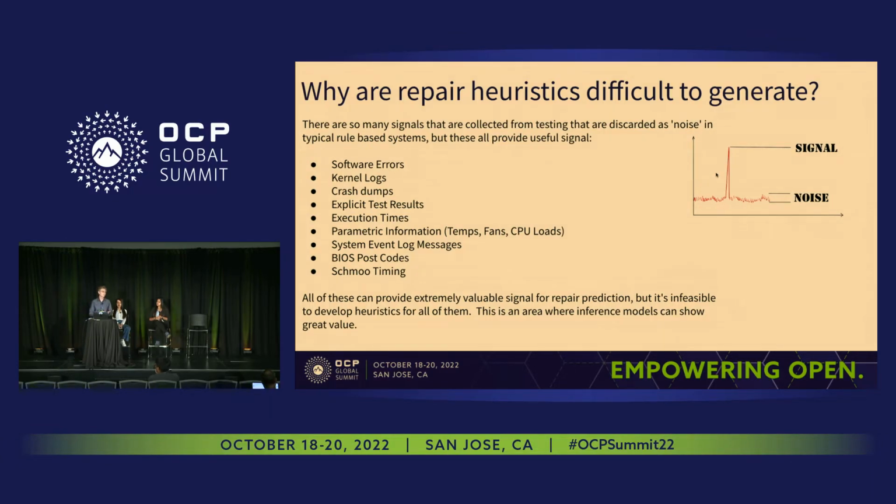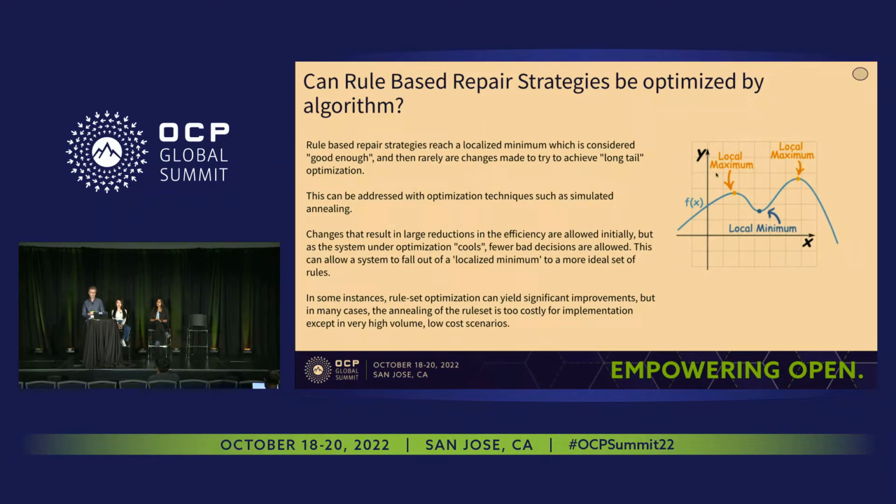So generally, when we do rule-based systems, we look at what the unhappy symptom was, and we try to write rules to repair that. Rarely do we try to use all this other information because it's just too difficult. So can you optimize these rule-based repair strategies? And you can, but it's difficult, right?